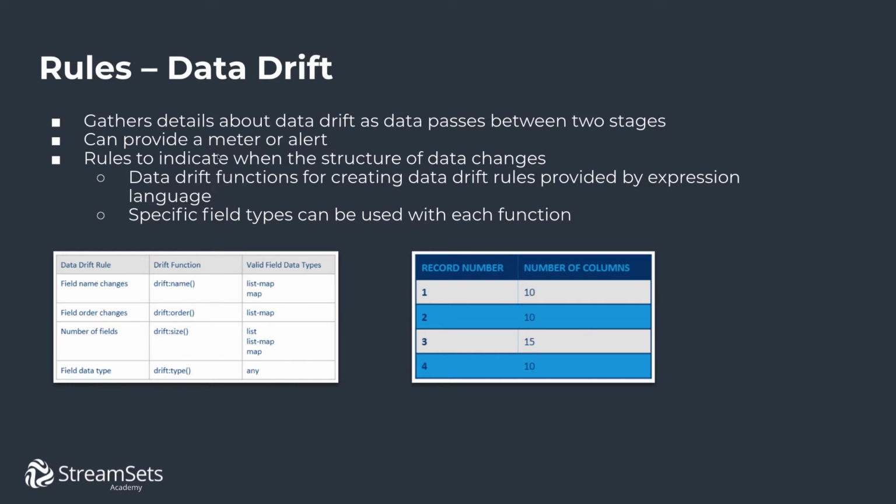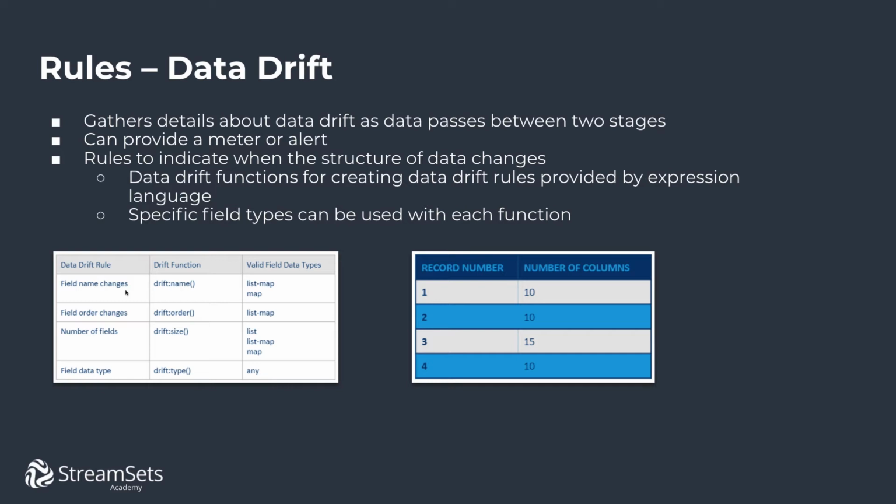Such rules indicate when the structure of data changes, and data drift functions inspect the schema of the data. Schema is the structure of the data. There are data drift functions for creating data drift rules provided by expression language. Thus, we can leverage the StreamSets expression language for creating the data drift rules. Specified field types can be used with each function. Suppose there are four data drift rules, and you set a specific name and want to see that name has changed for a specific field, or that the field order has changed.